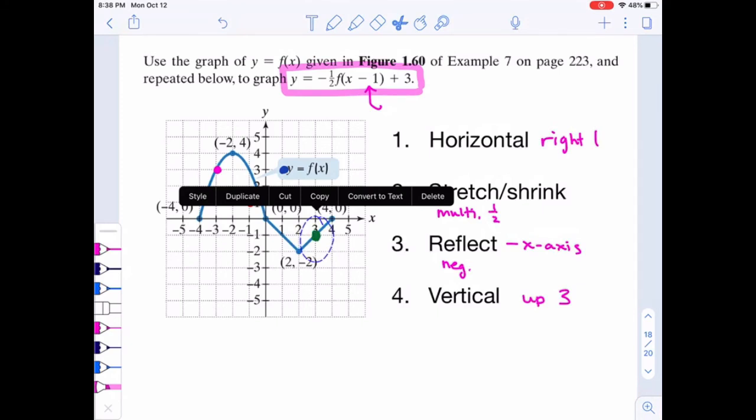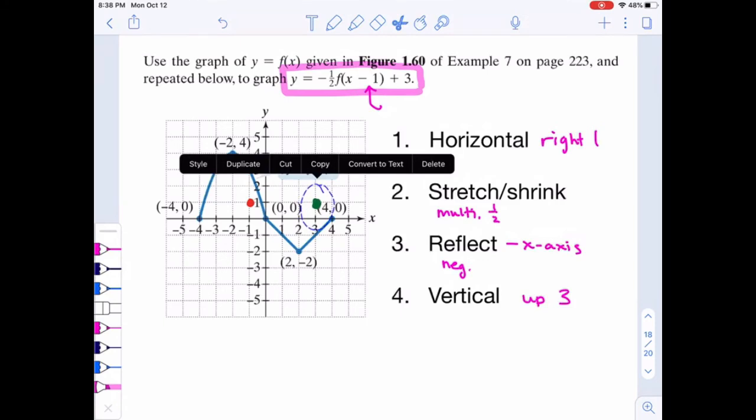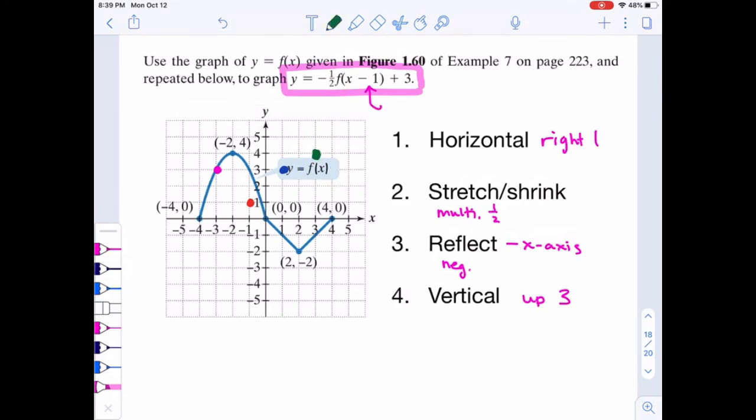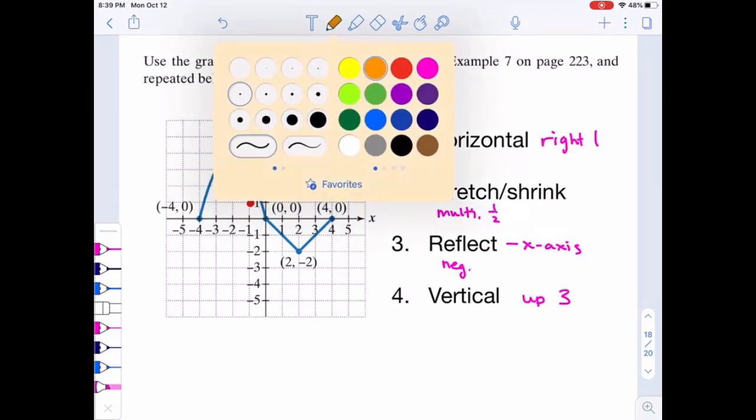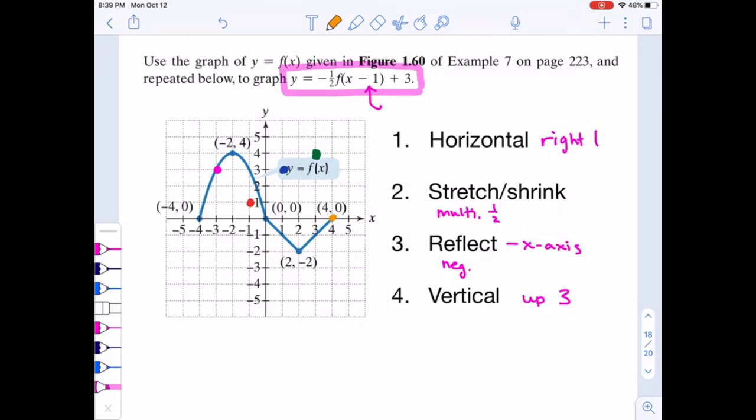I'm going to reflect it about the x-axis. I'm 1 away from the x-axis, so I'm going to be 1 away from the x-axis. And then I have a vertical shift of 3. So I'm going to go up 1, 2, 3, drop it down. And my last point.